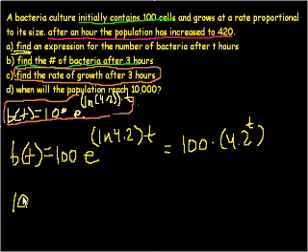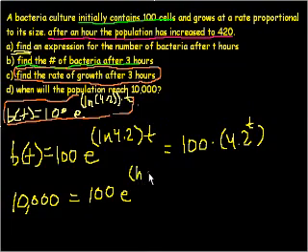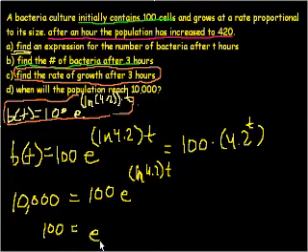So we could just say 10,000 is equal to 100 e to the ln 4.2 t. And actually, I'm going to use this one because I'm going to take the natural log of both sides, and it just makes things simpler. So you could divide both sides by 100, and you get 100 is equal to e to the ln 4.2 t. And now we can take the natural log of both sides of this equation, right?